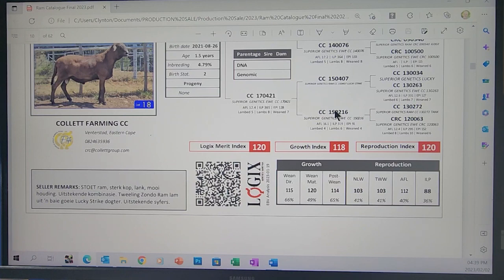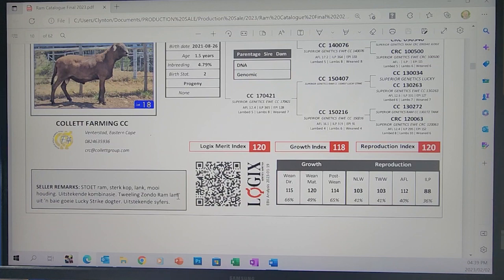He's coming out of good parentage all the way. The fathers, the sires, everything is good. So I say a stud ram with a strong head, a long body with a beautiful presence, mooi houding on him, very good combination of all his features, and he's a twin from a Zondo.